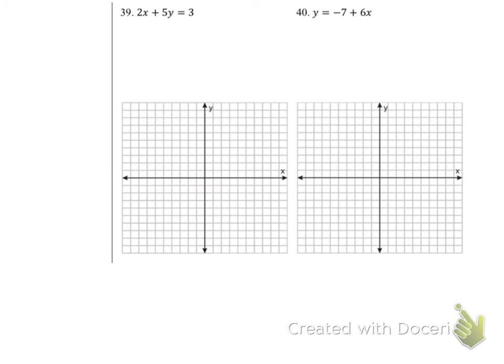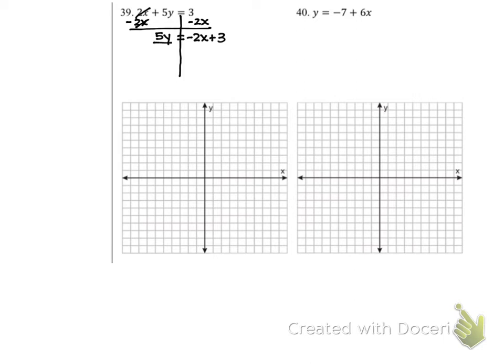Now these ones aren't written in y equals mx plus b form. So what we want to do is write them in that form. So I want the y by itself. So I'm going to subtract the 2x to the other side. I know that those are going to cancel. Drop the 5y straight down. Drop the equal sign. Now I want the x to come first, then the constant.